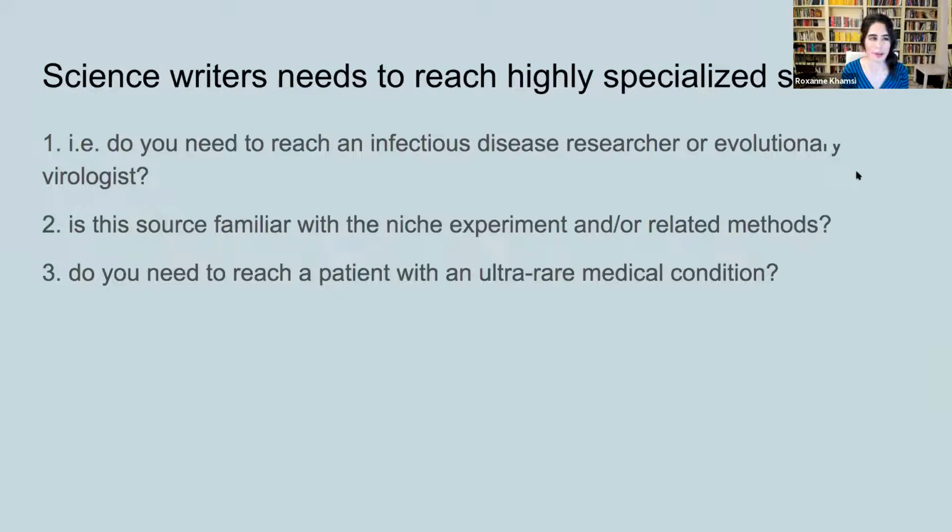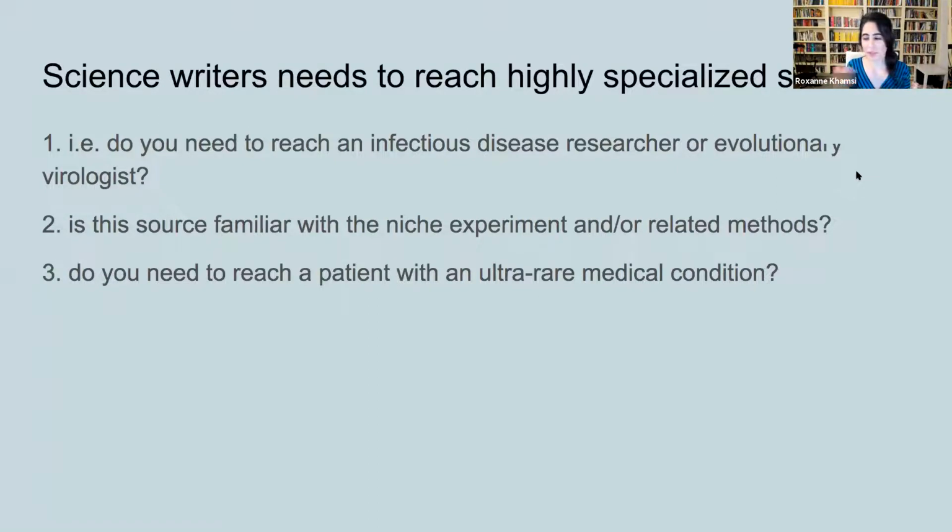So science writers, like Melinda was saying, we really need to find highly specialized sources. If you're reaching an infectious disease researcher, you want to decide, is that the right person, or should you be talking to an evolutionary virologist? Of course, all these examples are COVID related because that's what I've been focusing on. But you do want to think, is their discipline appropriate when you reach out to them? And are they familiar with the methods? Sometimes you might find an infectious disease researcher who knows a lot about a virus, but they might not be familiar with the methods that you want some comment on. So you have to parse it as you're going through.